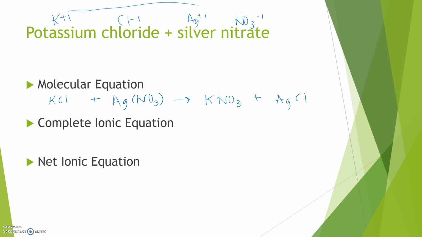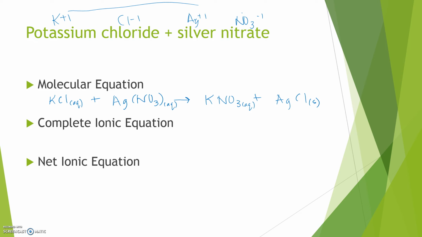KNO3 plus, and then Ag and Cl. I need to put in now my solids and aqueouses. Everything group 1 is aqueous, so potassium is aqueous. Everything with nitrate is aqueous. Group 1 and nitrate, aqueous. And this is one of those exceptions to group 7, so that's my solid. It is already balanced, 1, 1, 1, 1.